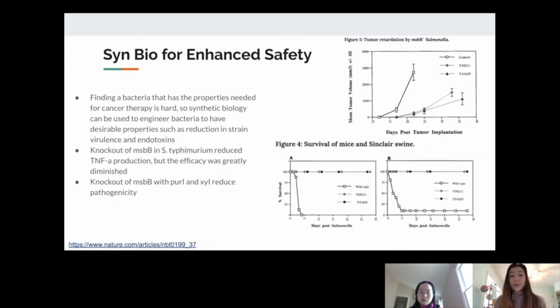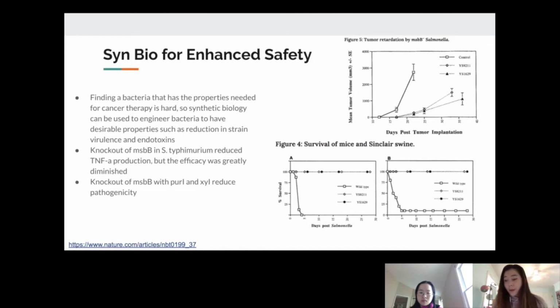So after this brief study of the history of bacterial cancer therapy, the paper moves into a discussion of how synthetic bio can be used for improving these mechanisms of therapeutic delivery. So although these studies that we talked about were able to show us a lot about how bacteria is useful in fighting cancer, it's difficult to find a natural bacteria that has the properties that we need for effective cancer treatment. So therefore, we can use synthetic biology to engineer bacteria that have desirable properties.